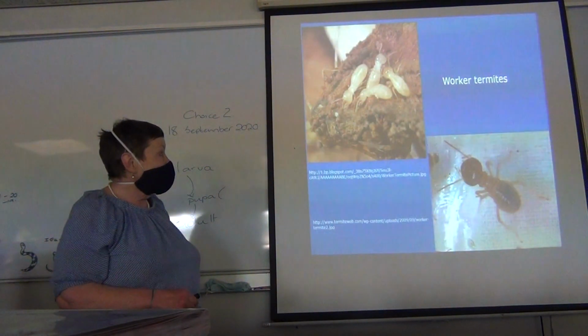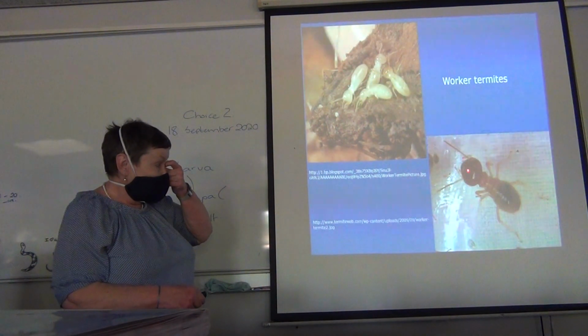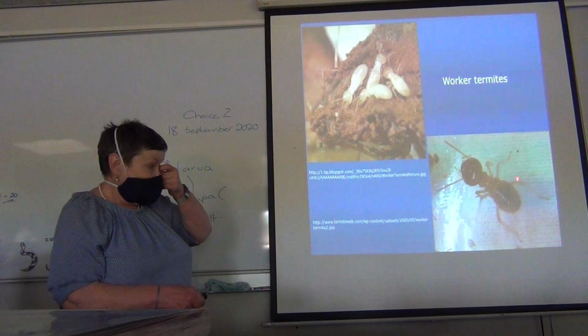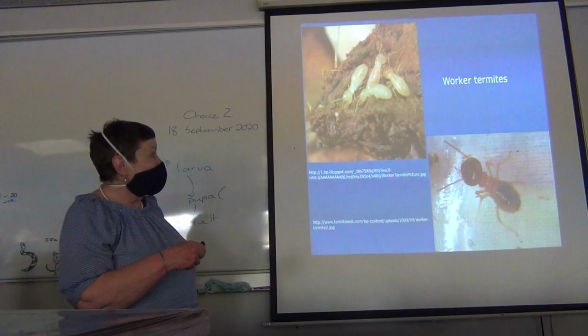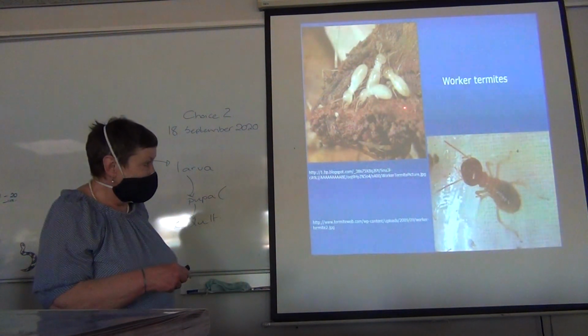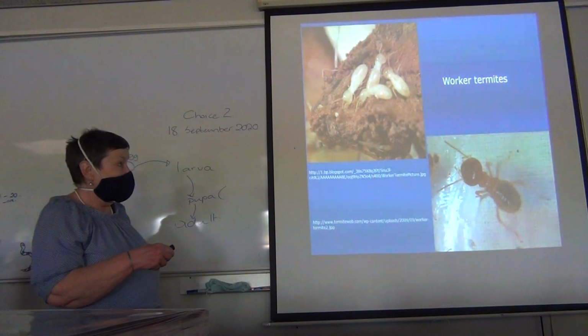Okay, all right. So here are some workers. These ones have antennae. This would be one that lives outside because it's got a dark body color. These are ones that live in the termite colony in the mound. And you can see that because they've got these little white soft bodies.